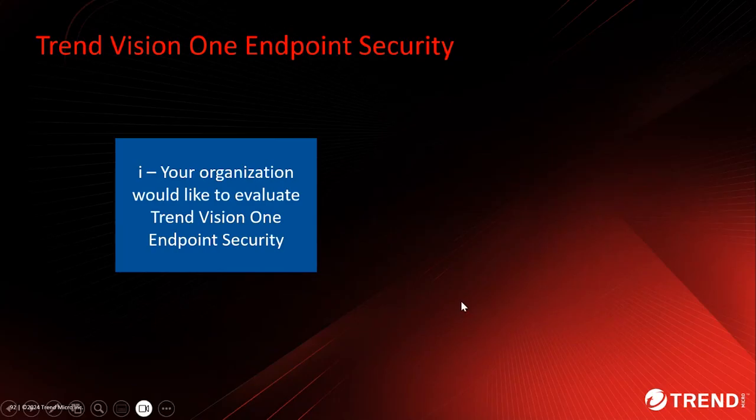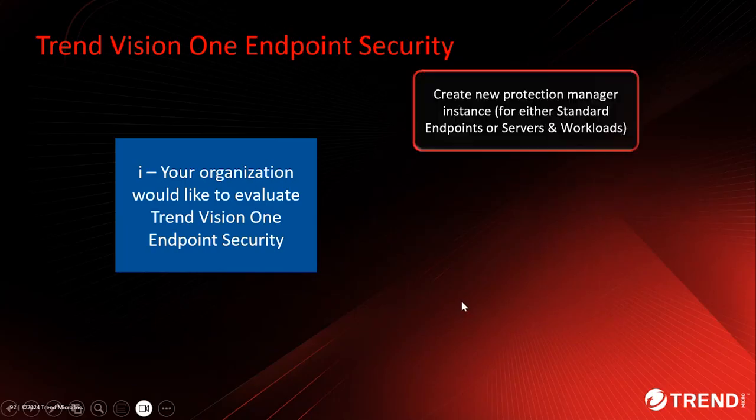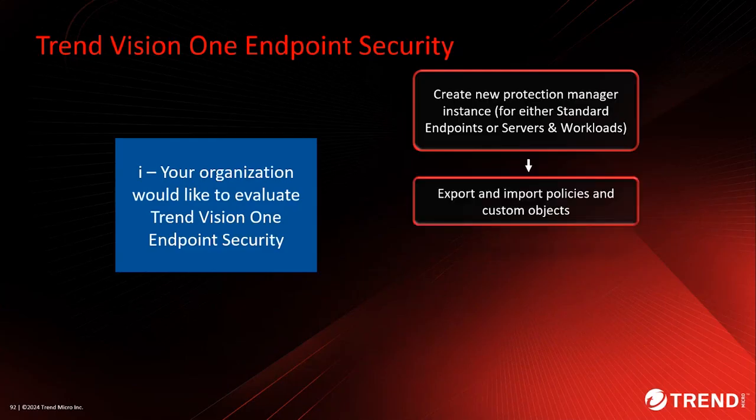In this case, to facilitate the test and transition, you should begin by setting up a new protection manager. Similar to what we just demonstrated, this involves creating a new standard endpoint protection profile within Vision 1. Next, we will focus on exporting specific policies from Apex 1 SaaS and importing them into Vision 1.